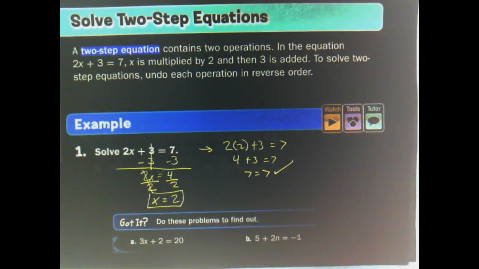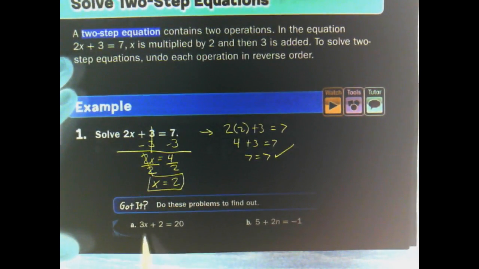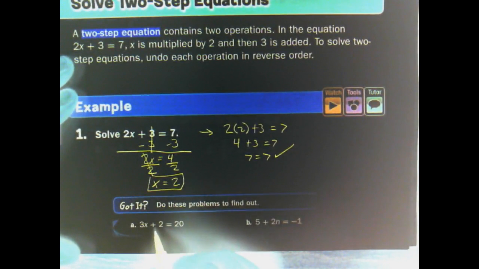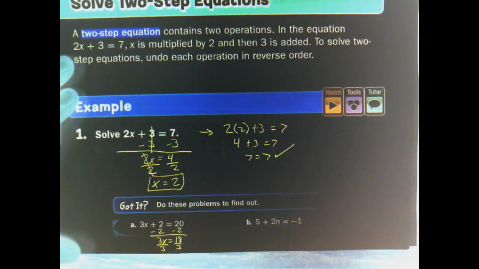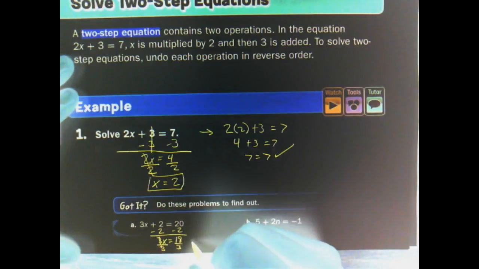And now you should be back from trying A and B. Let's go through the answers quickly. So here 3x plus 2 is equal to 20. In order to get rid of a plus 2, I need to subtract 2, not from one side of the equal sign, but both. I end up at 3x is equal to 18. Okay, to get rid of the 3, I need to divide by 3 on both sides, and I end up at x is equal to 6.